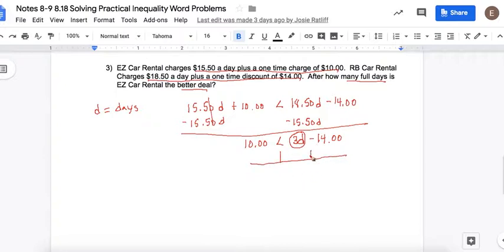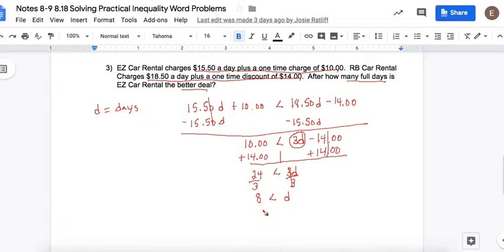The opposite of subtracting 14 would be adding 14. Fourteens cancel. 10 plus 14 is 24. Bring down your symbol. Bring down your 3D. And the opposite of multiplication is division, so we're going to divide both sides by 3. 3 divided by 3 is a 1 in disguise. 24 divided by 3 is 8. Bring the symbol straight down and bring your letters straight down.